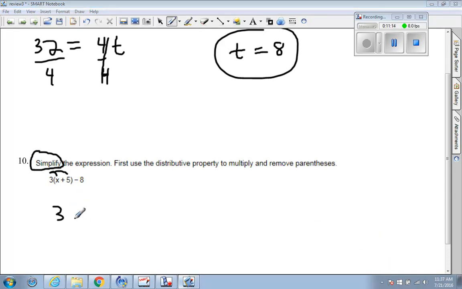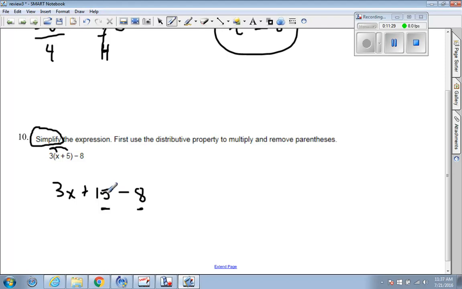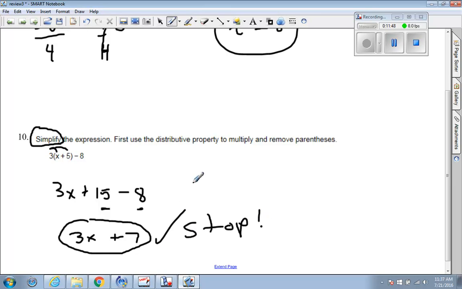So, 3x plus 15 then, minus 8. Now I'm just going to combine this one and this one, the like terms. Well, positive 15 and negative 8, or 15 lose 8, is 7. So we're going to have 3x plus 7. And voila. Okay? And then just know that you stop there because it's not an equation. So stop. Okay, next one.